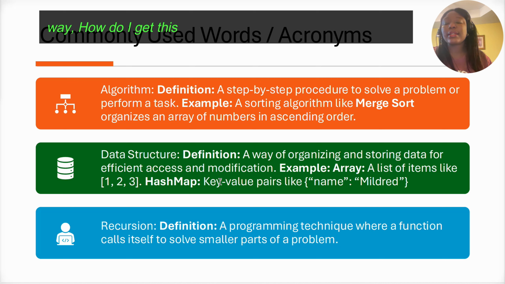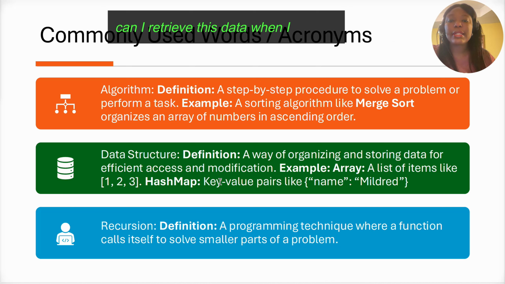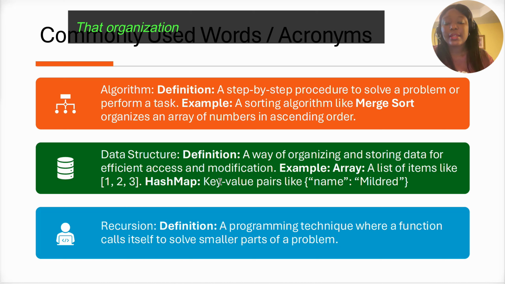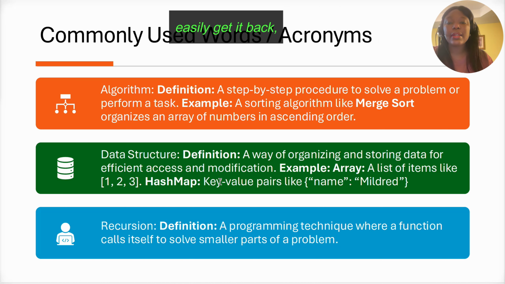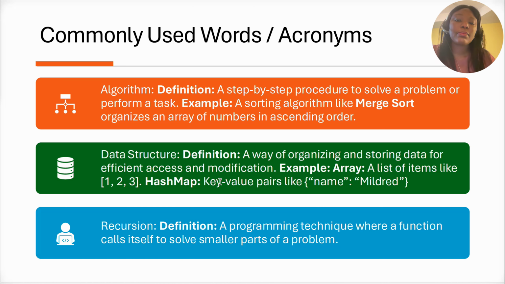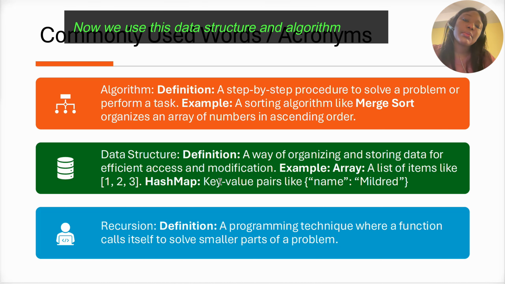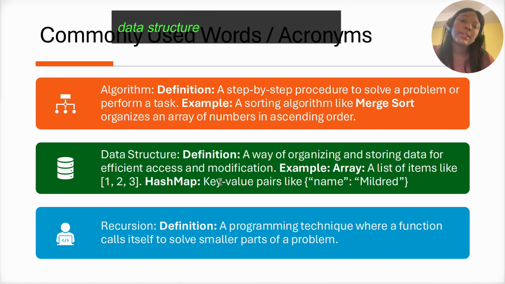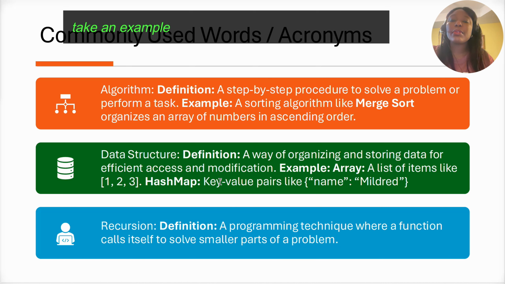How do I get this data back when I need it? And how fast can I retrieve this data when I need it? That organization, or that way you store that data to easily get it back, is called a data structure. Now, we use data structures and algorithms all the time. Data structure particularly is like, let's take an example of our family tree, for instance.